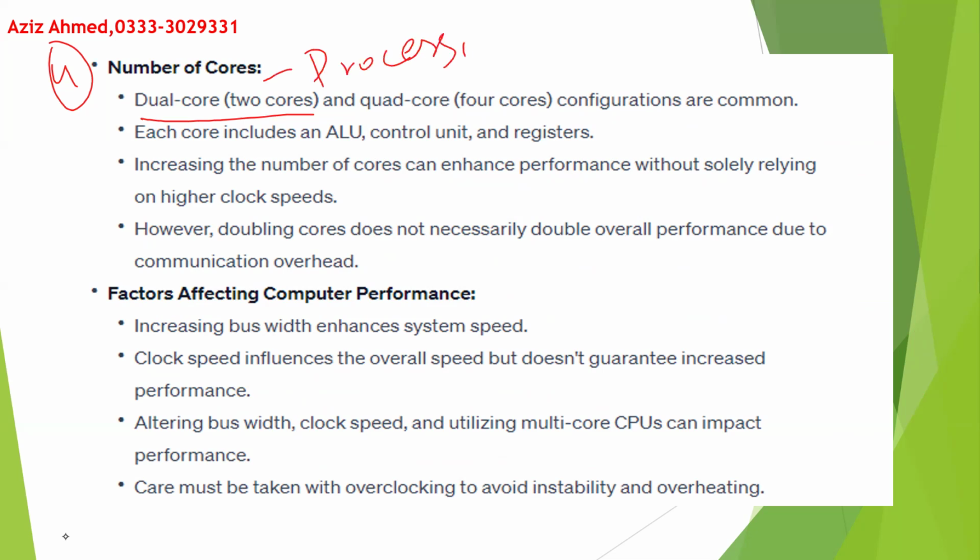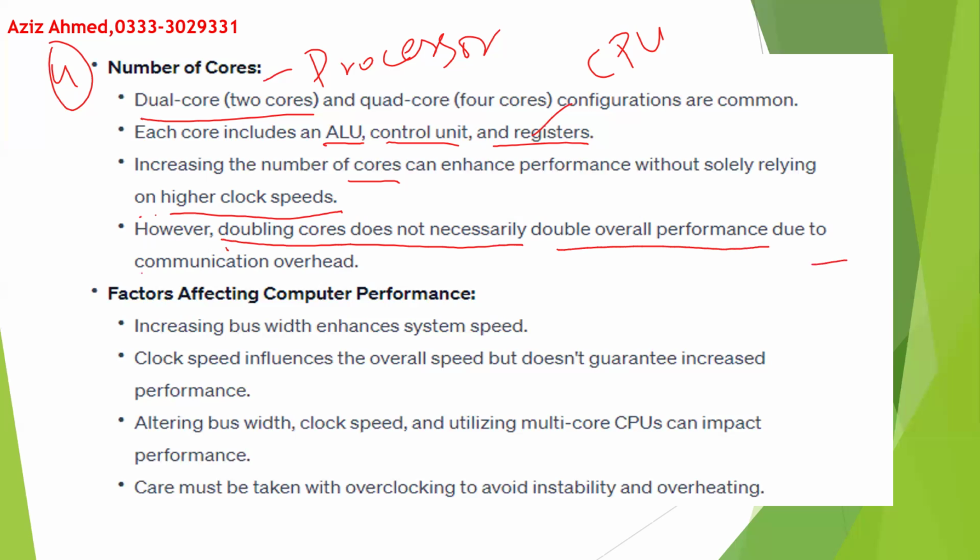You can have more processors in your computer. It says dual core, 2 cores, and quad core, 4 cores, configurations are common. Each core includes an ALU, CU, and register. So it means it is a CPU. Increasing the number of cores can enhance performance without solely relying on higher clock speed. If you have more processors, your computer will perform better than before.